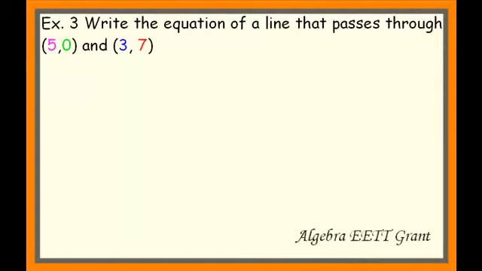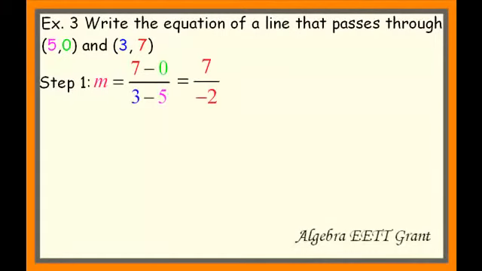Solve for the equation that goes through the points (5, 0) and (3, 7). How do we do it? Well, step 1, yet again, is slope. The difference of the y's over the difference of the x's, which in this case is 7 minus 0 over 3 minus 5. 7 minus 0 is 7, and 3 minus 5 is negative 2. That doesn't reduce. 7 divided by negative 2 is as simplified as we can get the slope.